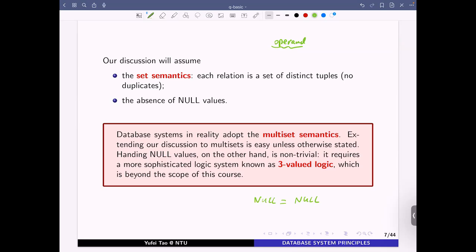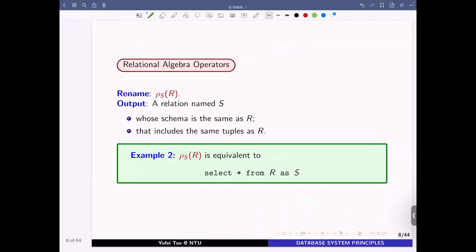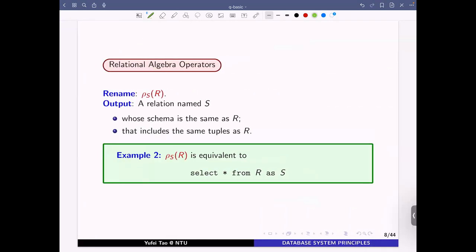All right. So under this three-value logic, you have more than just true or false. You actually got three values: true, false, or I don't know, uncertain. Okay, undetermined. Today we're not going to mess with this three-value logic. In fact, this is something that could be discussed in a postgraduate level course. Okay. All right, now let's talk about relational algebra operators.